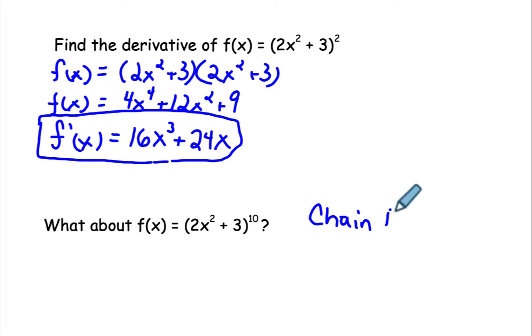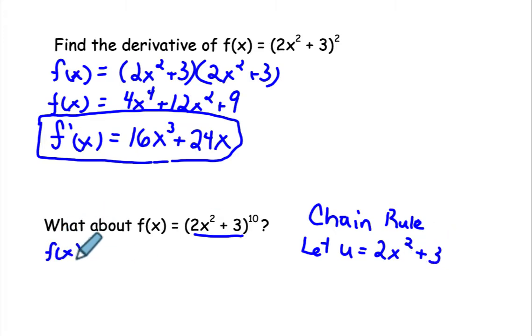Chain rule simply states, look at the most inside function and rewrite that in terms of u. So substitute in the inside function, in this case 2x squared plus 3, and I'm going to let that be u. So I'd write let u equal 2x squared plus 3. Then rewrite the function in terms of u. So my f of x is now going to be defined as u to the 10th.